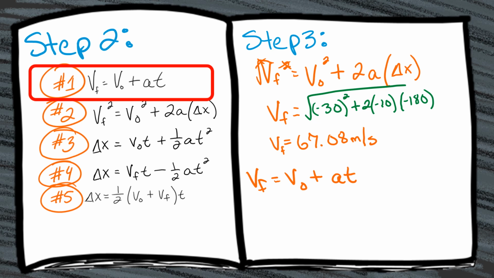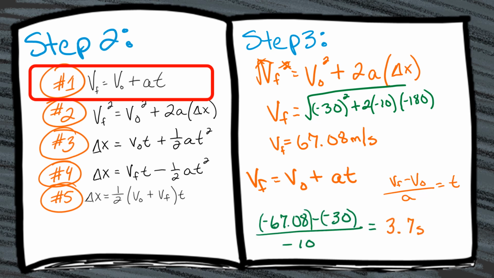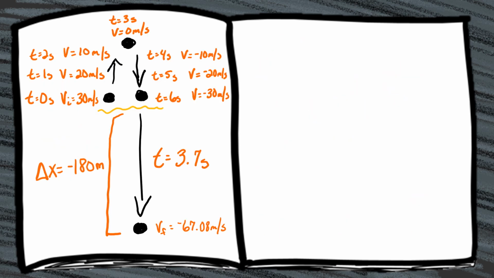So let's try it out, in which we will solve for time by rearranging our equation to final velocity minus initial velocity divided by acceleration, which will equal time. Great job, Alex. Once we plug in our values, we will find the time was 3.7 seconds. So here's my question for you. How much time would it take for the penny to hit the water from the moment that you toss the penny in the air with a velocity of 30 meters per second?